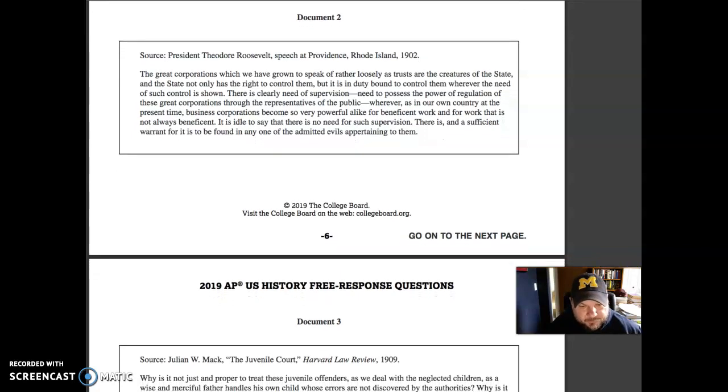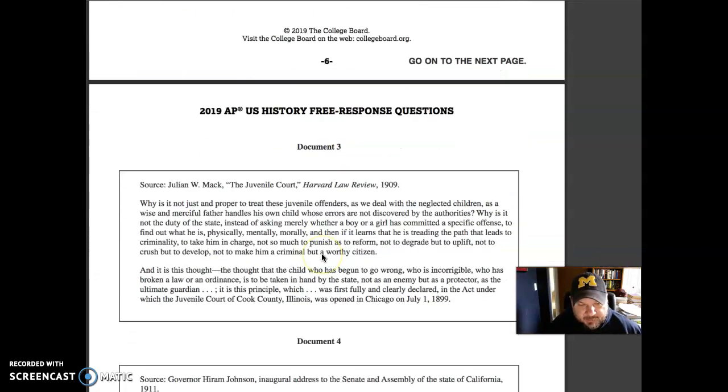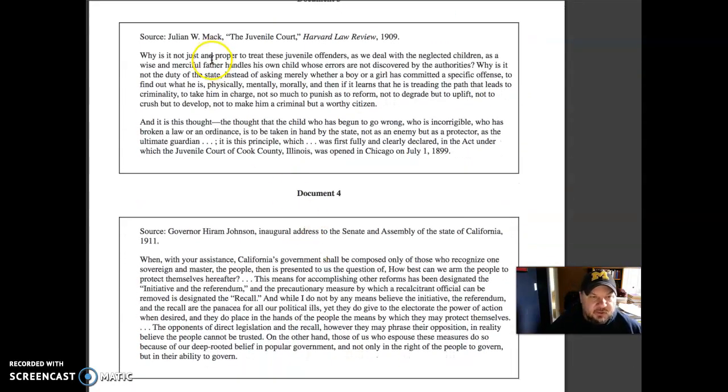For sure. Let's talk about document number 3. This is Julian W. Mack for the Juvenile Court, talking about basically all these kids in the cities. The cities, remember, had this huge influx of people that moved to them, and the cities really didn't have the means to protect or accommodate all these people. And one of the groups that Julian Mack talks about that was a little bit victimized were kids.